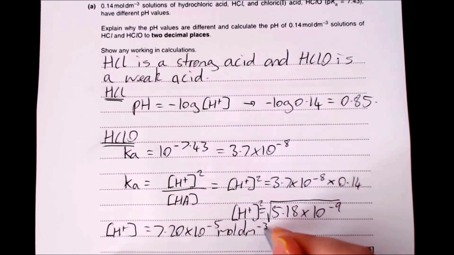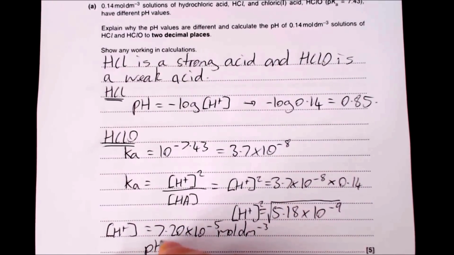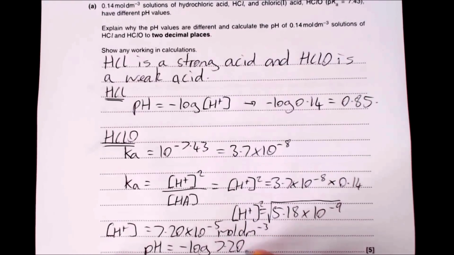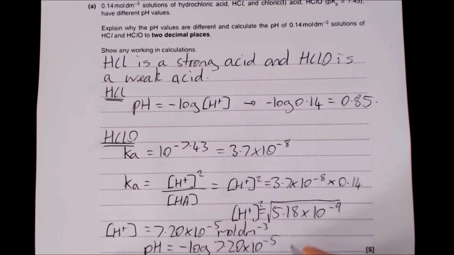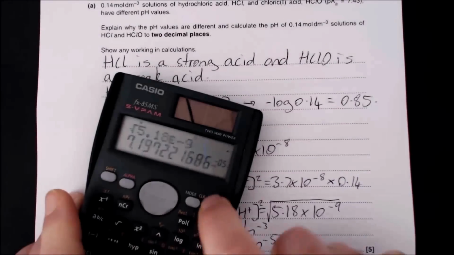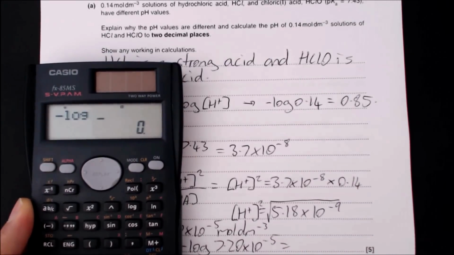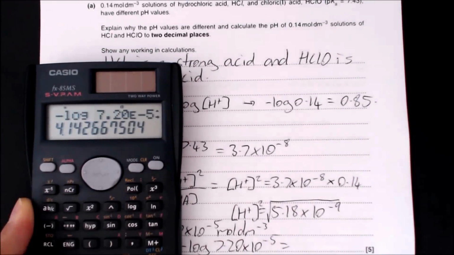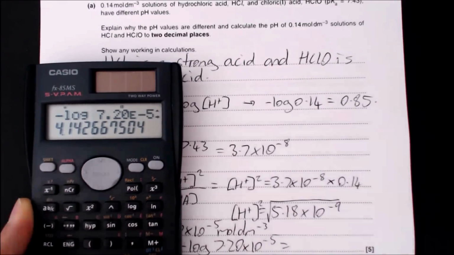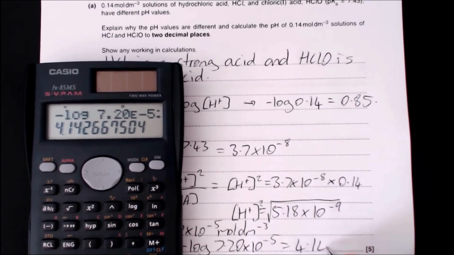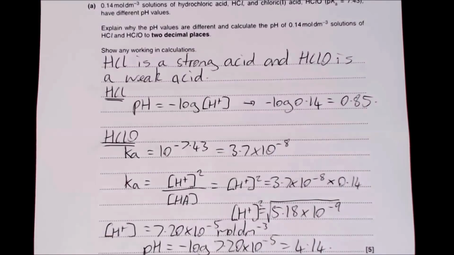And now, because we've got H plus, we can work out pH. So pH equals the minus log of this value here, that's your H plus, 7.20 times 10 to the minus 5. And if we put that into our calculator, it's minus log of 7.20 times 10 to the minus 5, and that should get us 4.14. And there you go, there's your answer for the pH.